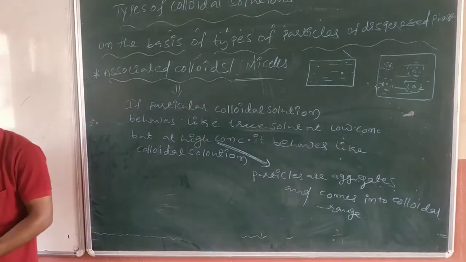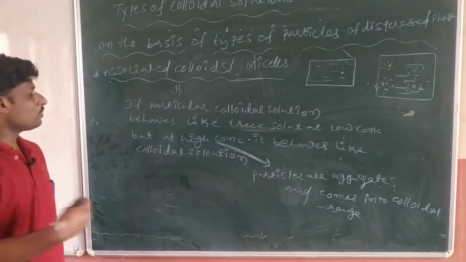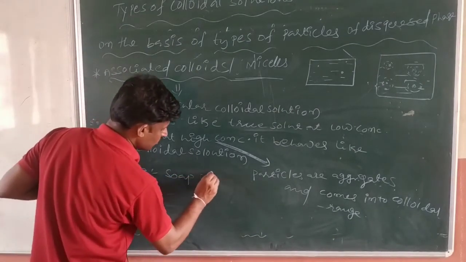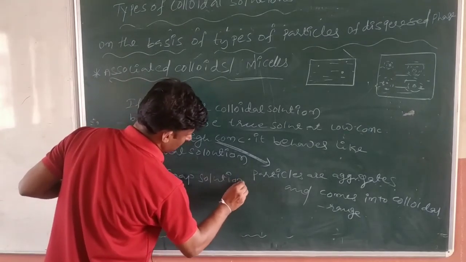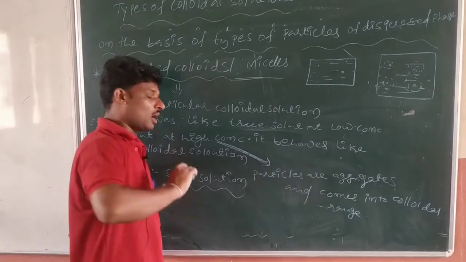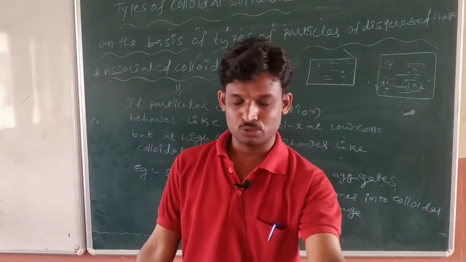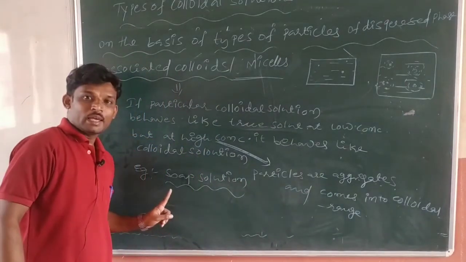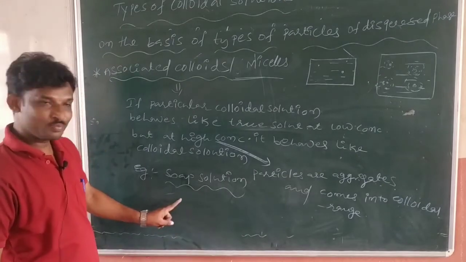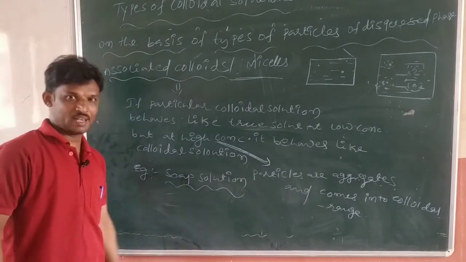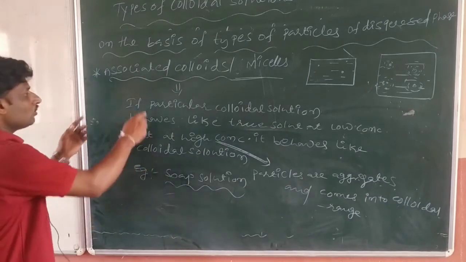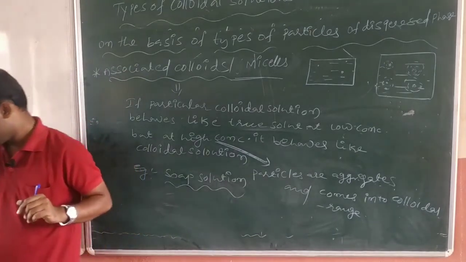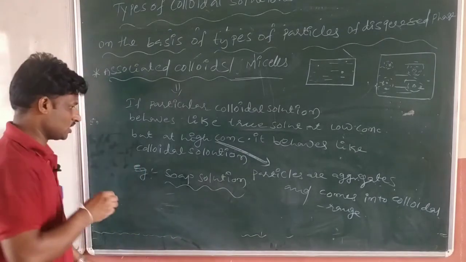Generally, the example I will take is soap solution. Many examples are there, but why am I taking soap? Because we have the cleansing action of soap. Soap is one type of micelle. And these associated colloids form at a particular concentration, which is generally called the critical micelle concentration, CMC.